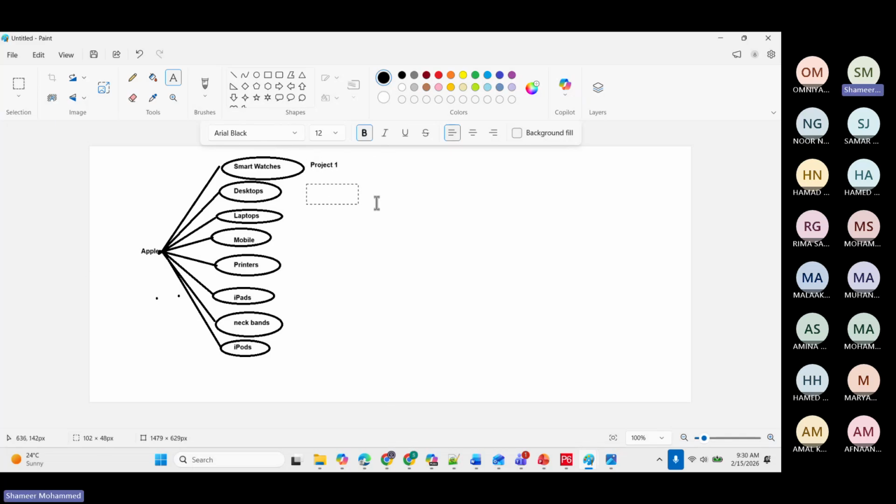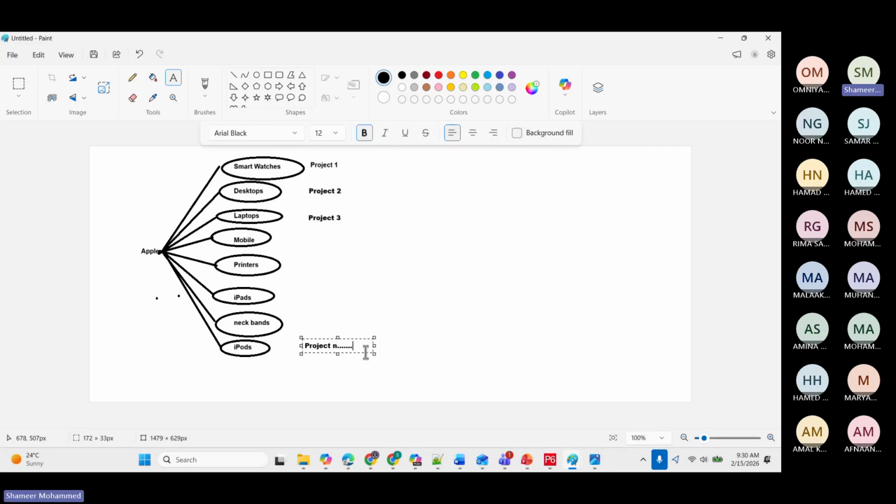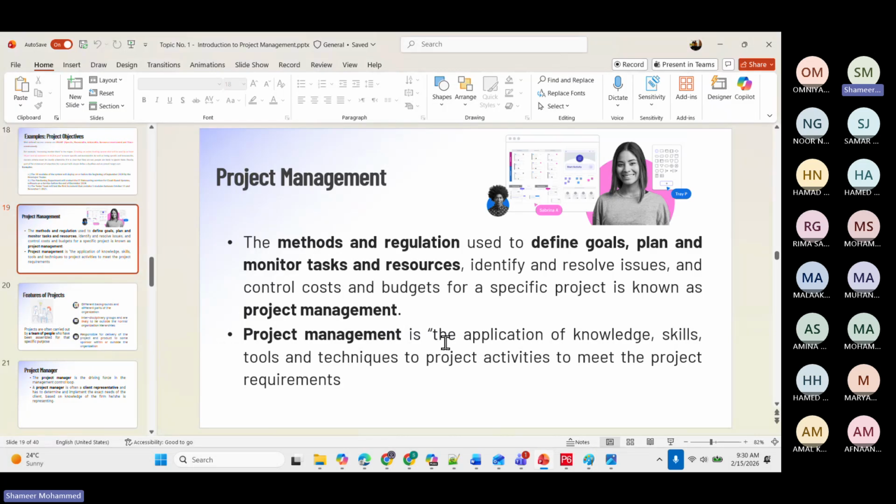This is project two. Project two. This is project three. Like this, you have project N. N number of projects are there. So they have to manage all. So this, how you will manage project management? So you need to understand who will do this management.